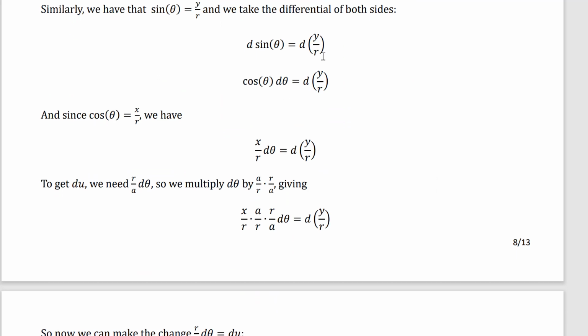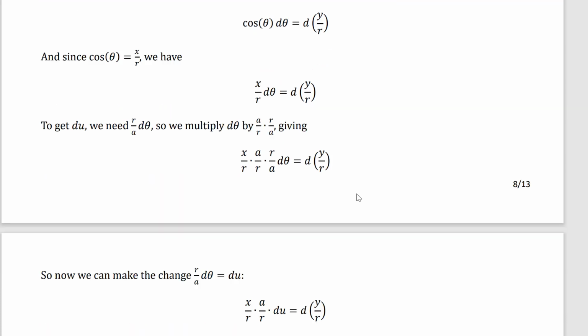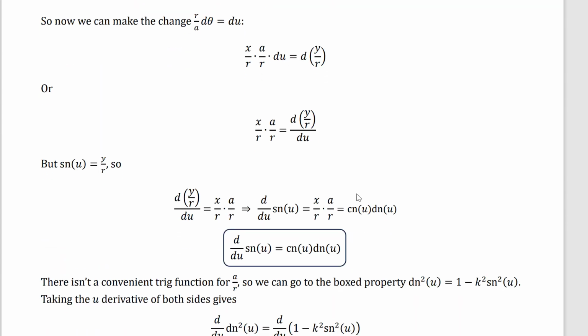The others are done the same way. Take the differential here, multiply by a over r and r over a, so that I have r over a d theta, which will be du. And then this, I have differential dy over r. And just quickly, we get dy over r. Once this becomes du, you divide, is these two things. So d du of sn u, x over r times a over r, which is cn u, dn u, based on how we defined the Jacobi elliptic functions from the ellipse.